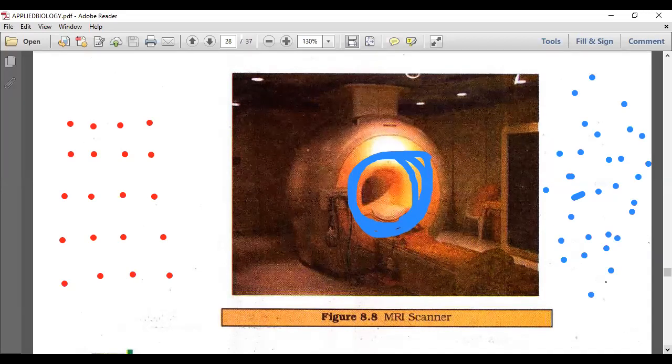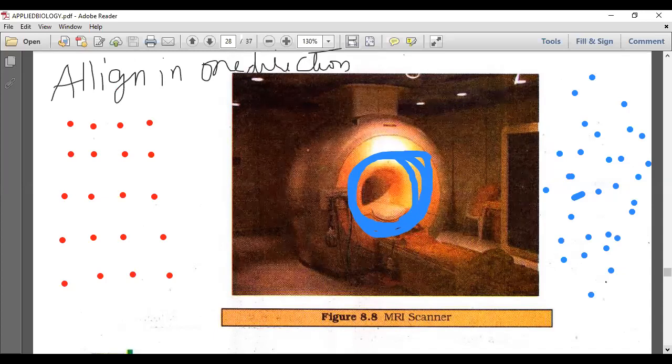In general, in the cell, in the cytoplasm containing water, there are hydrogen atoms with protons. Now, when we create a strong magnetic field, they are going to align in one direction. This is a word to be remembered: they align in one direction.